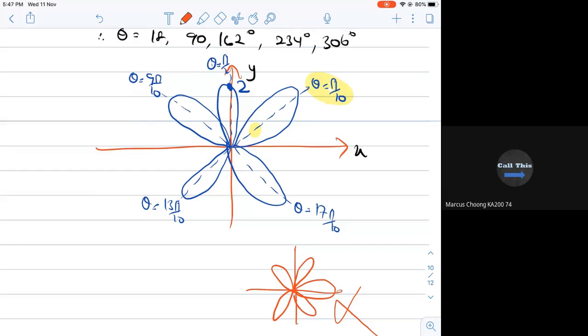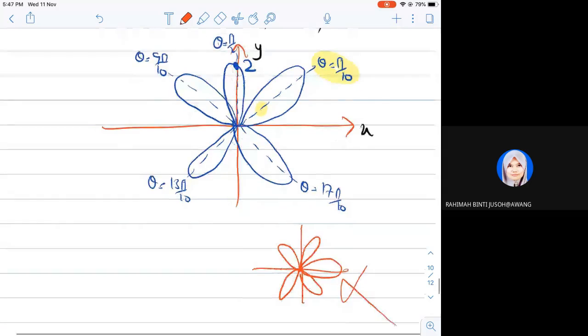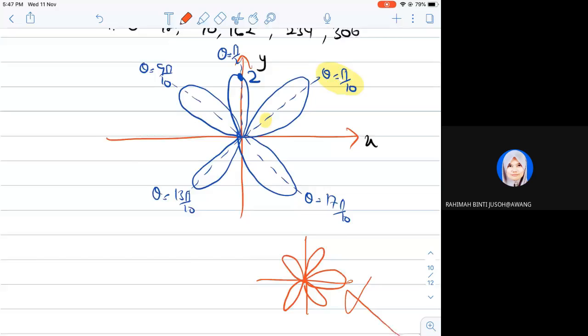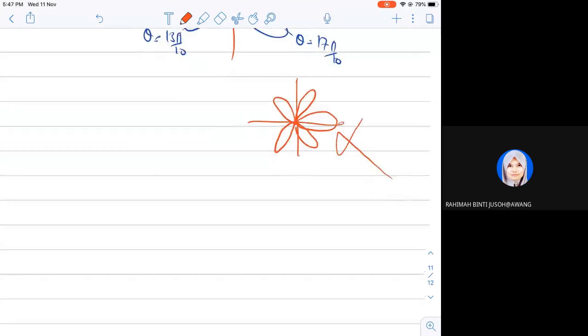Will the marks be the same? Yes, the marks will be the same. Thank you, Doctor. Alright, that's why I said if you already memorize, then it's okay, straight away sketch the graph.